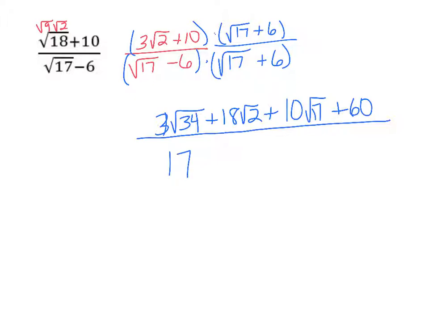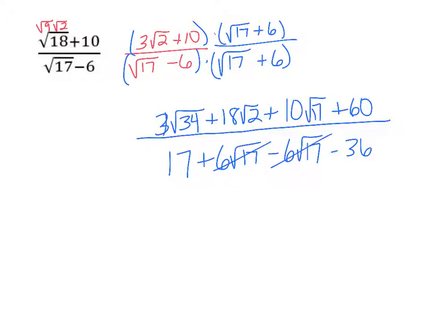Outer, a root 17 times a 6, that's a 6 root 17. But look at my inner, a negative 6 root 17. Those are going to drop. That's what I need. I have a plus 6 root 17, and I'm going to have a minus 6 root 17. And then the last is the negative 6 times the 6. That's a negative 36. Okay, as I needed, those are going to cancel.